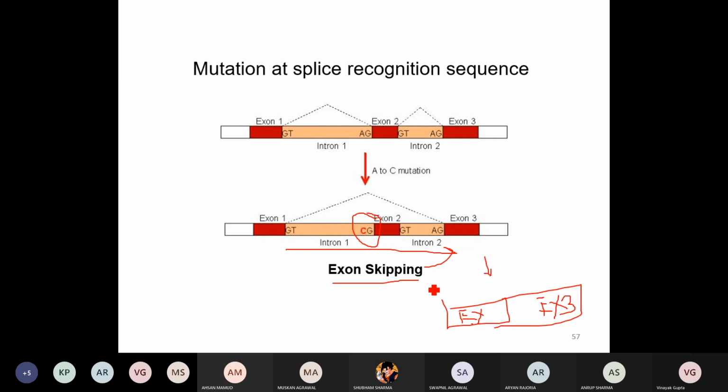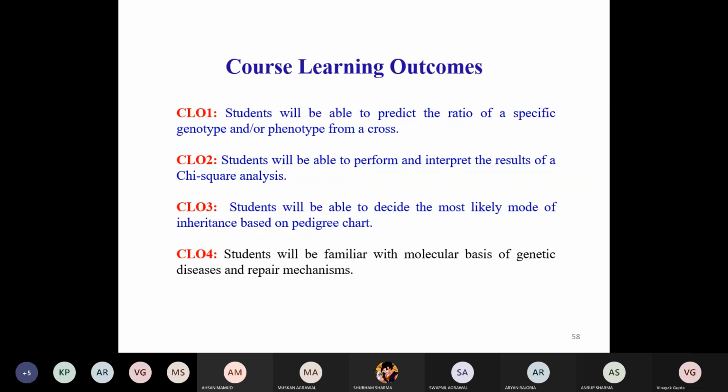Any doubt here with respect to splicing or exon skipping? No, sir. Okay. So finally with this slide, my part is over for your course. These were the outcomes for this course. The first one was, students will be able to predict the ratio of a specific genotype or phenotype from a cross.